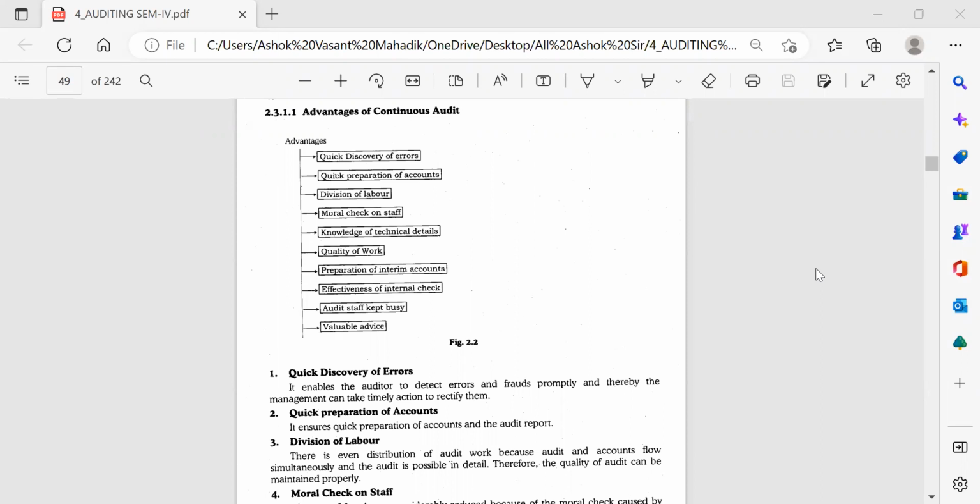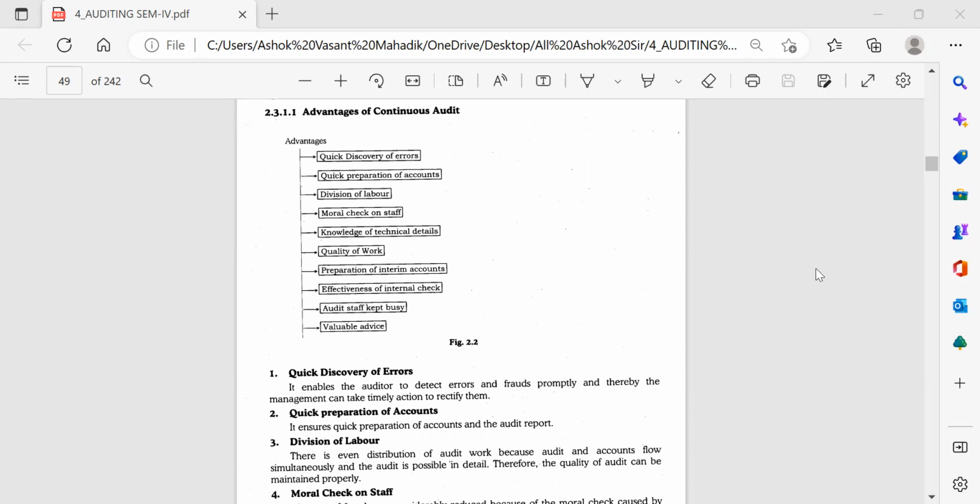Audit staff kept busy. You may be knowing that CAs have a lot of audit staff, audit clerks. So if they take only final audits, which is just the opposite of continuous audit, where the auditor comes at the end of the year, the audit staff may not be doing anything during the year. In case of continuous audit, the auditor can allot the work to all the staff throughout the year. Clear?